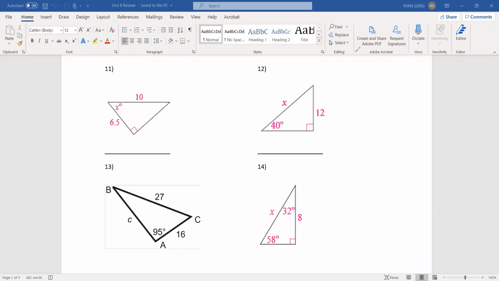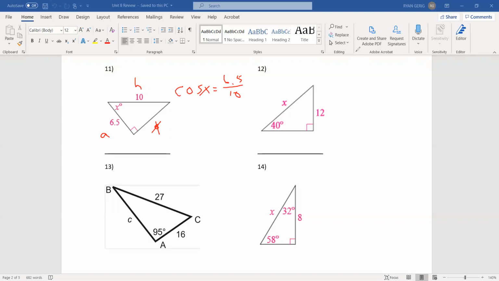All right, here we go with page 2. Jumping right in. Another right triangle here. So again, we're looking for an angle. So the right angle, hypotenuse is across from it. So here's the hypotenuse. This is opposite, and this is adjacent. We don't have anything for opposite. So we're looking at adjacent and hypotenuse. We're looking at cosine. So the cosine of x equals 6.5 over 10.